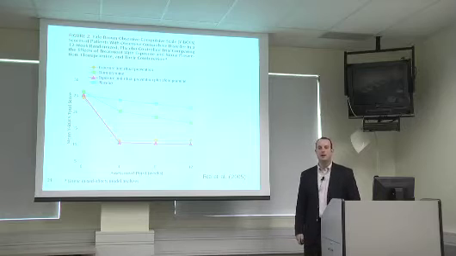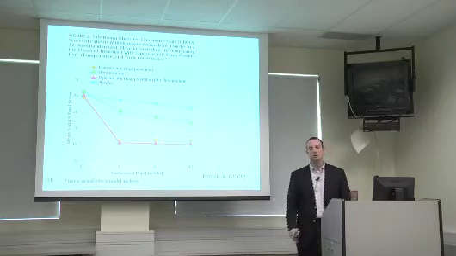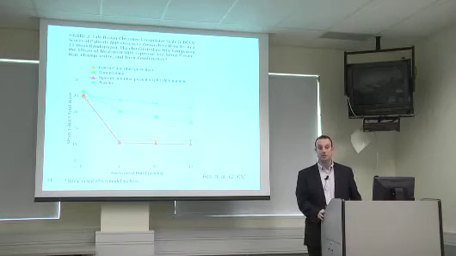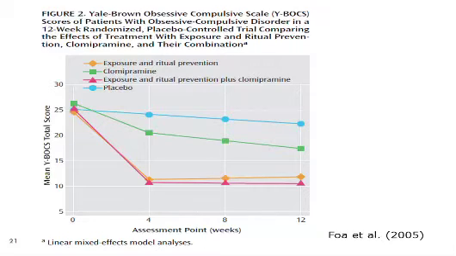Before I tell you about how to do ERP, I'm going to show you just a couple slides of data to try to convince you quickly that ERP is very efficacious. Here's one study, published by Edna Foa and colleagues in 2005, in which they compared intensive exposure and response prevention, that's the orange line, to clomipramine, which is probably the first line pharmacological treatment for OCD, to a third condition where people received both ERP and clomipramine, to a pill placebo condition.